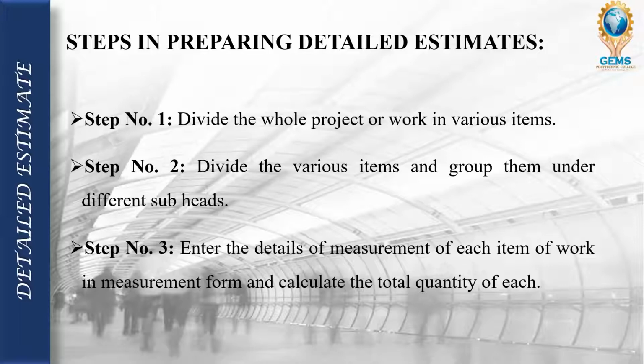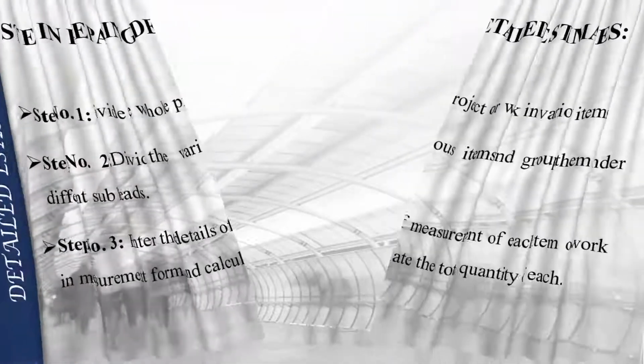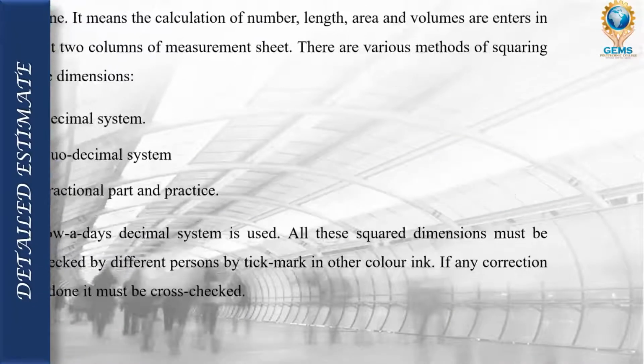Then step 3: enter the details of measurement of each item of work in the measurement sheet, the measurement form, and calculate the total quantity of each. So we have to enter the details of measurement in the measurement sheet so that we can find the total quantity of each item. Third one is to enter into the measurement sheet. So what is the fourth one?